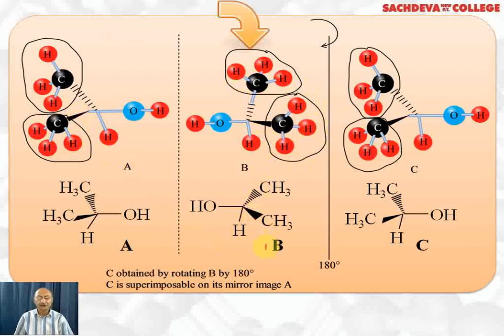So it cannot show optical activity, and if we rotate this compound by 180 degrees and superimpose it over A, we get C, obtained by rotating B by 180 degrees. If you observe carefully, A and C are superimposable mirror images. It means they will not show optical activity.